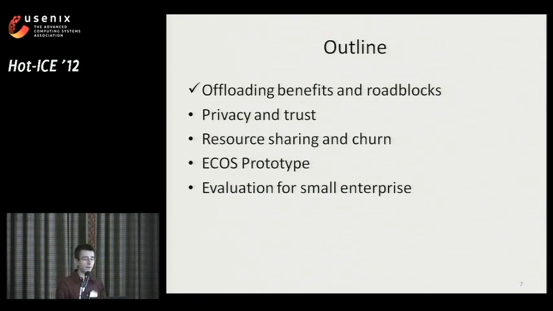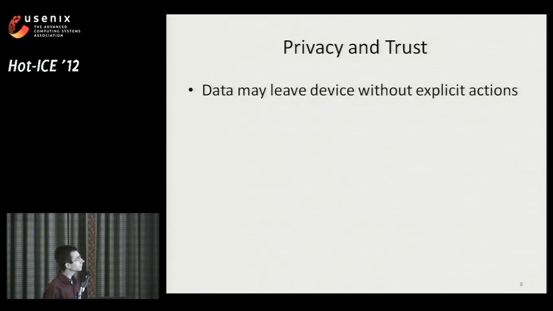So I've talked about the benefits of offloading and the roadblocks that we have for enterprises to actually adopt this today. I'm going to talk next about how we address these issues of privacy and trust and resource sharing and churn. And then I'll end by talking briefly about our prototype and our evaluation that we did for a small enterprise setting using our prototype.